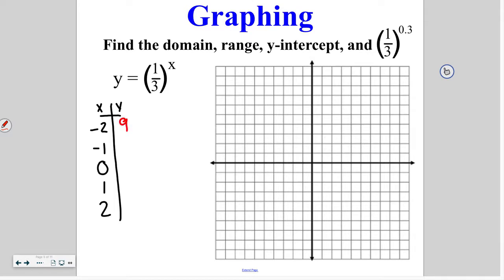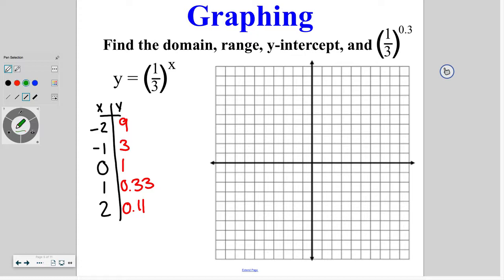1/3 to the negative first power is 3. 1/3 to the 0 power is 1. 1/3 to the 1 power, or to the first power, is 0.33. And 1/3 to the second power is 0.11. I'm going to go ahead and graph these points again.